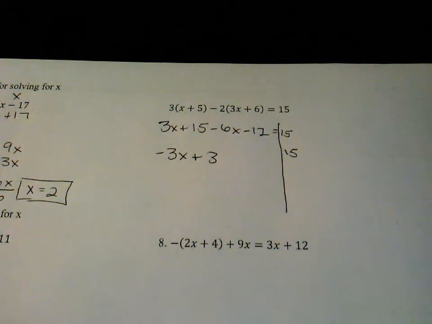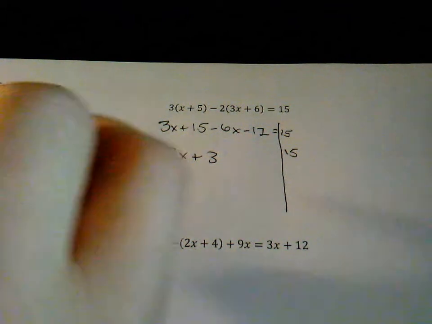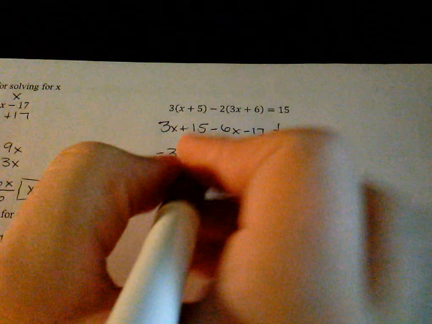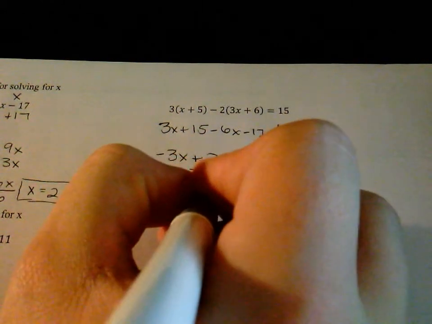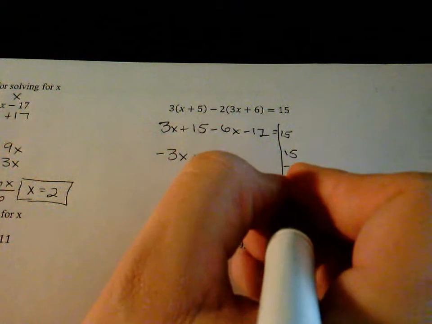So now what we have to do is we have to solve for x. So, step 1, get rid of the number. We're going to subtract 3 from both sides. You're going to get negative 3x and then you're going to get 12.